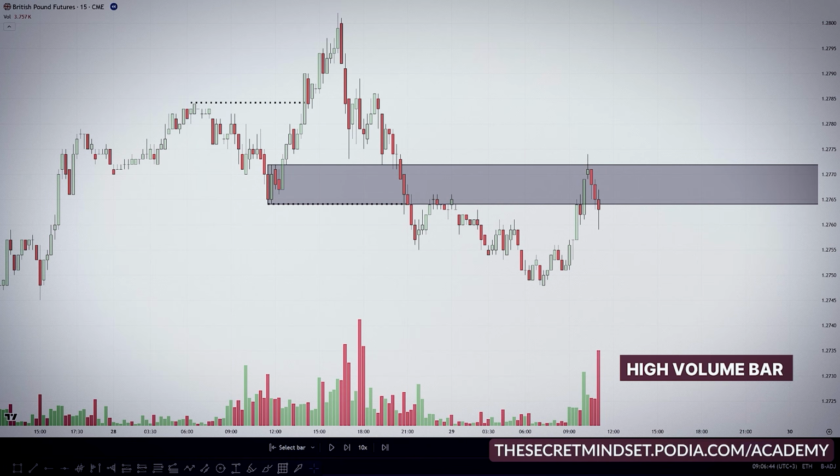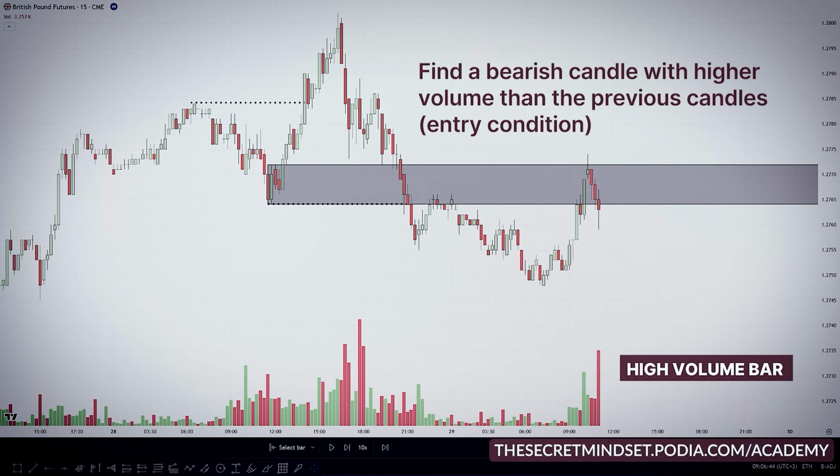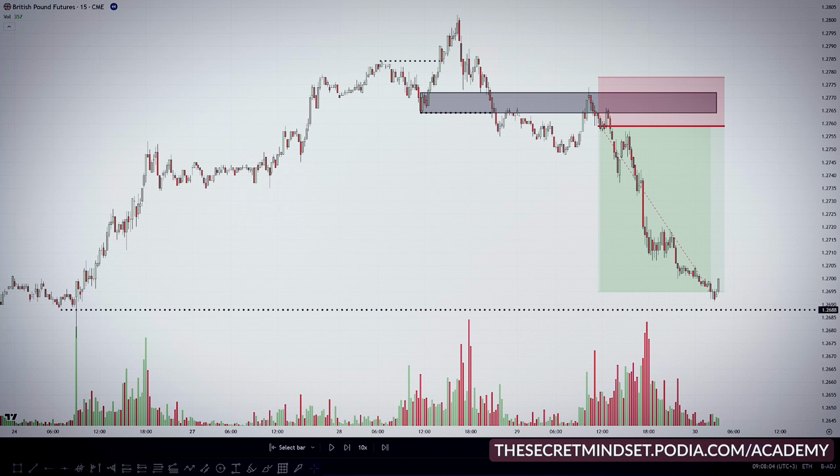The final step is to wait for a retrace to supply, and then enter the short position when we see a bearish candle with higher volume than the previous candles. The higher volume is your confirmation that there's strong interest from sellers at this level, increasing the likelihood that the downward move will continue. The increase in volume on the bearish candle basically means that smart money might be entering or adding to their short positions here.